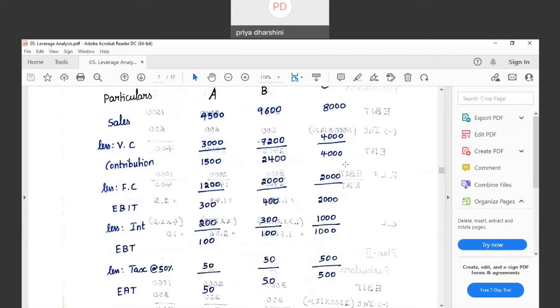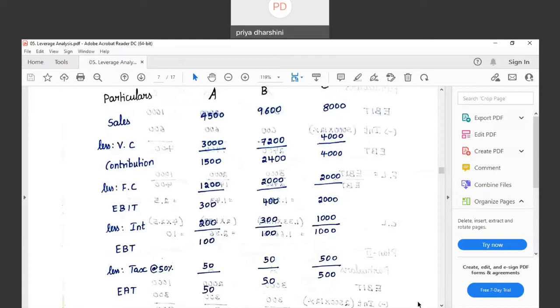Having found the contribution, they have told variable expense is 50%, which means PV ratio is 50%, which means sales is contribution by PV ratio. 4,000 divided by 50%, sales is 8,000. 8,000 minus 4,000, you will get 4,000. That's all. You have completed the income statement.